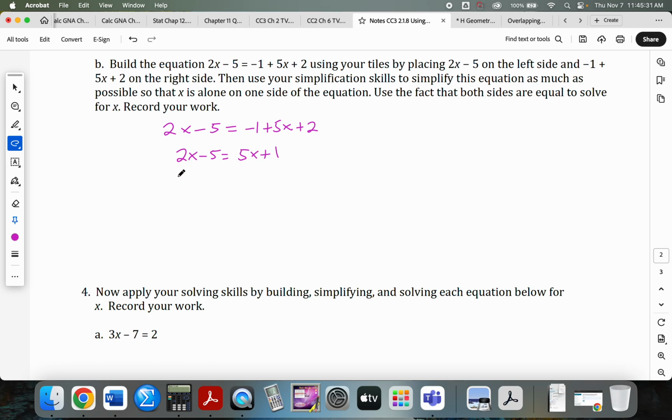Notice that I have 5 x tiles on one side and 2 x tiles on the other, so I can remove 2 x tiles from both sides, right? So I'm going to remove 2 x tiles from both sides. And then just like we did in the problem a moment ago, we'd like to get rid of this 1 unit tile. It's a positive 1 unit tile. So I'm going to add a negative unit tile to both sides.